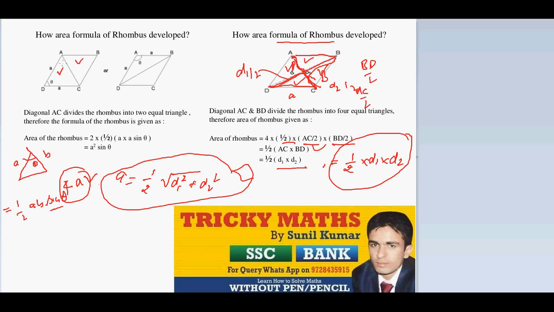So we can find the area of this triangle ADC as half, side is a, and sine theta. If we multiply by 2, we get the area of the rhombus, a square sine theta. Hope the concept is clear to you. We will go through two or three questions so that it becomes more and more clear.